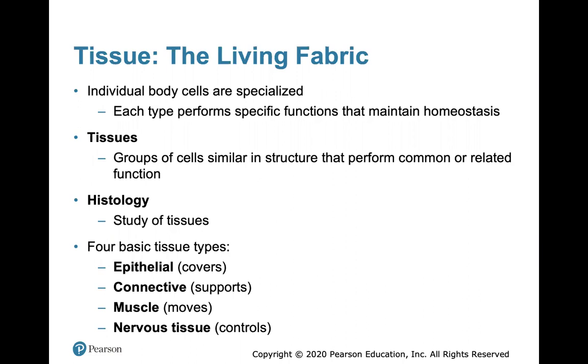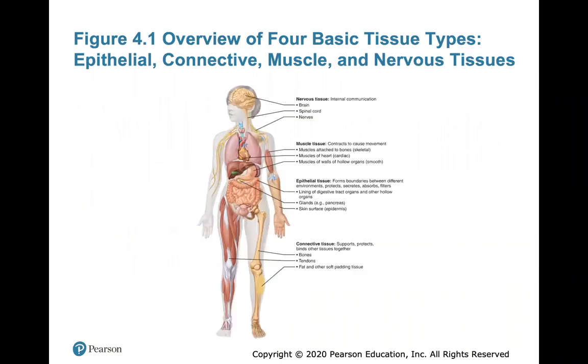And the four basic tissue types that you covered in anatomy, hopefully you remember a little bit of them, are epithelial tissues, which cover things; connective tissue, which supports, and that includes all your bones, cartilage, and blood; muscle tissue, which moves things throughout the body, of which there are three types; and then nervous tissue controls everything, so in your brain and spinal cord.